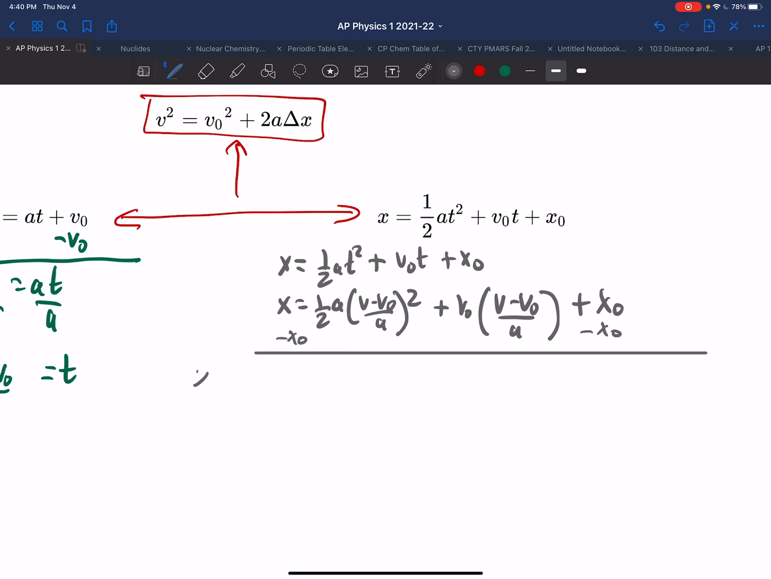And that gives us x minus x0 on this side. And then we have our 1/2 a, and we should deal with this squared term. So using FOIL inside there, in the numerator we would get first squared, v squared, minus 2v v0 plus v0 squared all over a squared. You could certainly pause the video and prove yourself that that's the case. Then our next term becomes v0 times v minus v0 squared all over a.